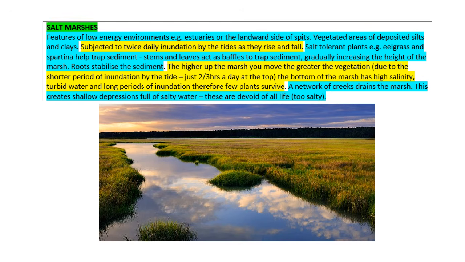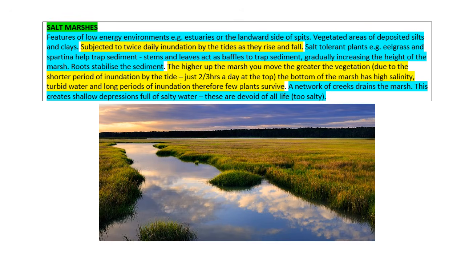And these plants grow initially, and their roots and their leaves then trap the sediment. And that sediment then builds up over time as the tide comes in and out, which increases the height of the salt marsh. The higher up the marsh you go, so the further towards the land, the greater the vegetation.